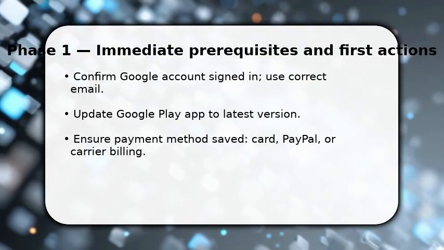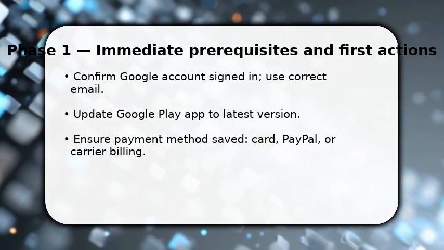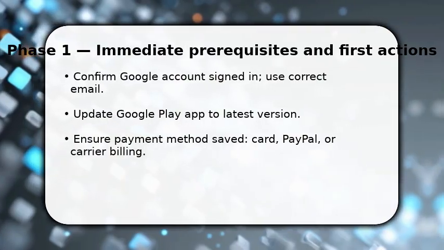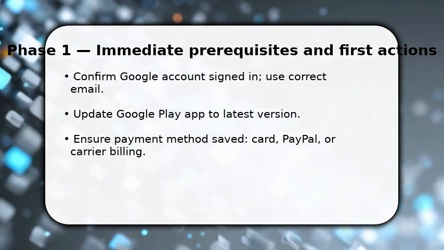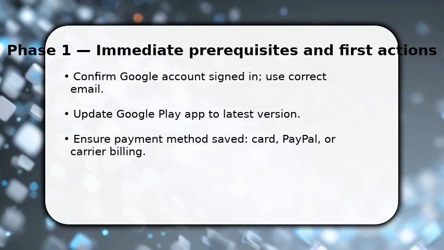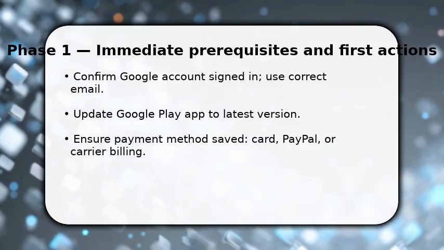You start by opening Google Play with the account that will use the discount. Once done, confirm the app is updated, because coupon fields can move between versions. Make sure you have a valid payment method saved. Google verifies cards or PayPal before applying discounts.